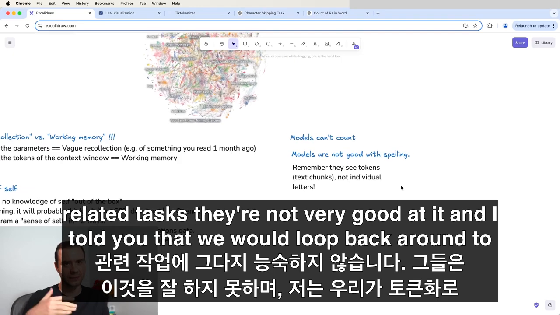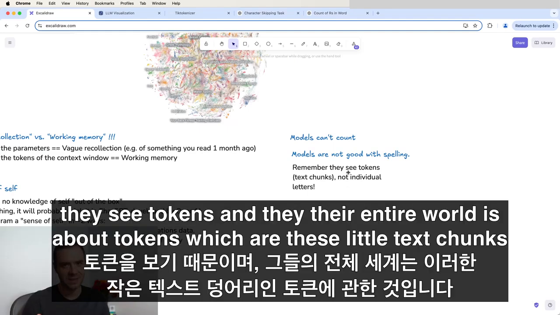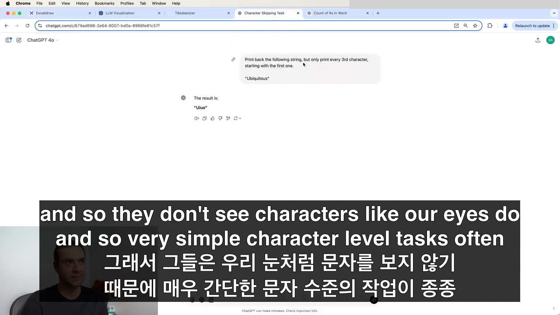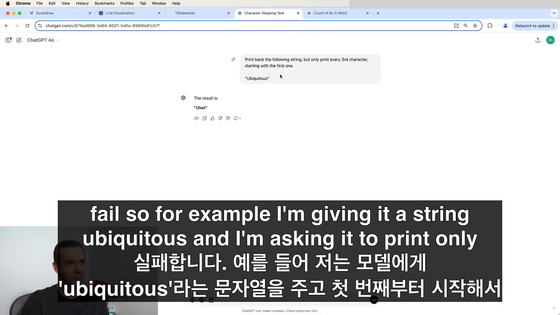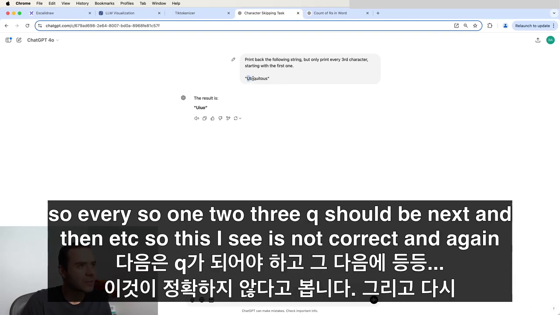And I told you that we would loop back around to tokenization. The reason for this is that the models don't see the characters, they see tokens. Their entire world is about tokens, which are these little text chunks. And so they don't see characters like our eyes do, and very simple character level tasks often fail. For example, I'm giving it the string ubiquitous, and I'm asking it to print only every 3rd character starting with the first one. So we start with U, and then we should go every 3rd: 1, 2, 3, Q should be next, and then etc.